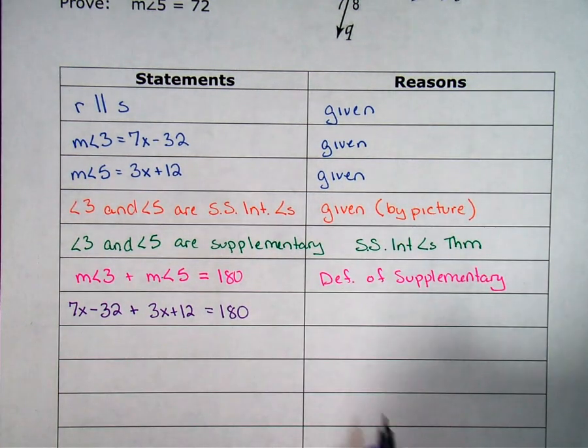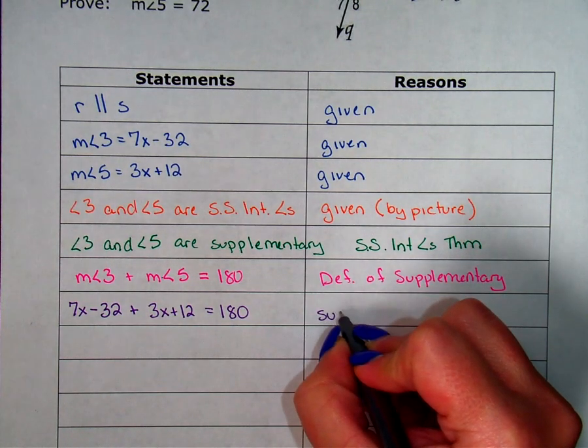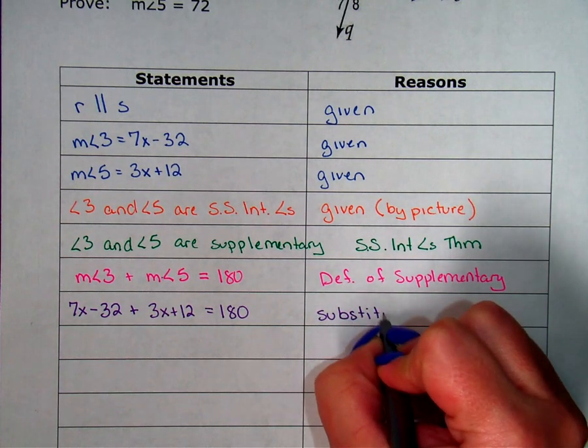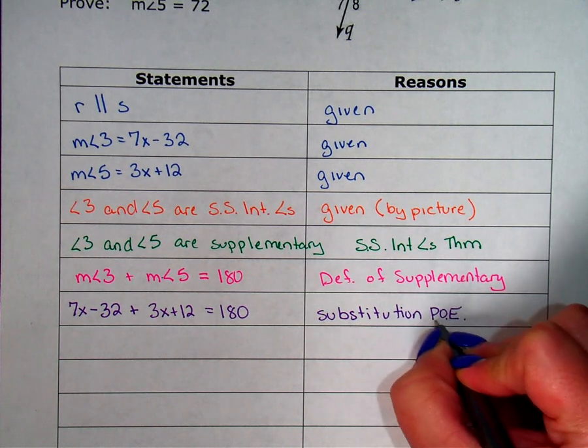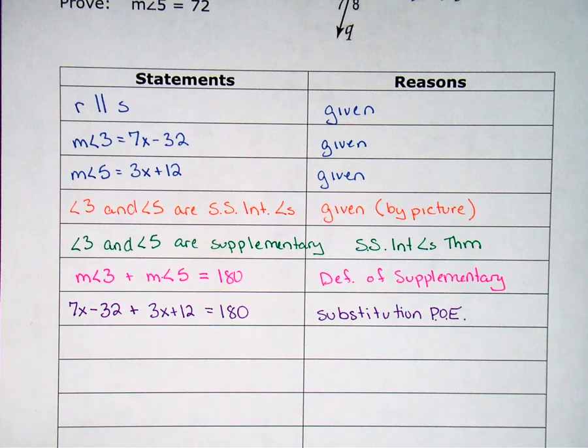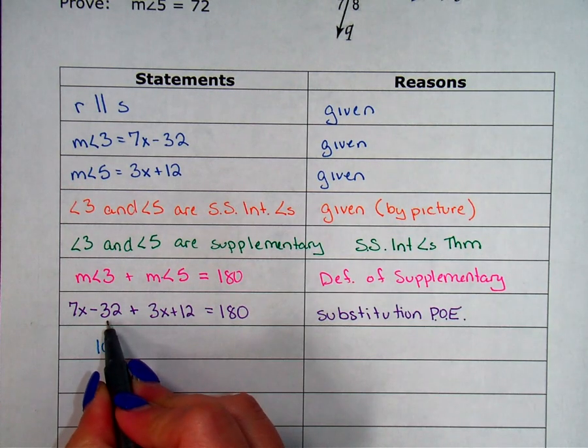And what did I do? I substituted in for the angles. So substitution property of equality. Remember, if you're going to abbreviate, make sure I can tell the difference between your substitution and subtraction. Okay? All right, so now I want to combine all those like terms on the left because I can put together my 7x and my 3x. And I can put together my minus 32 and my plus 12.